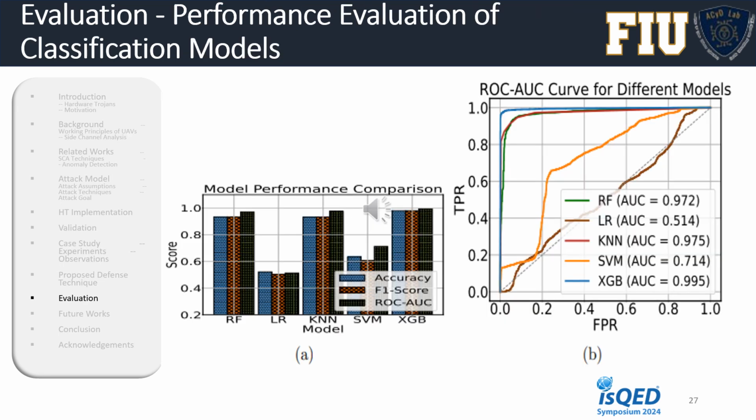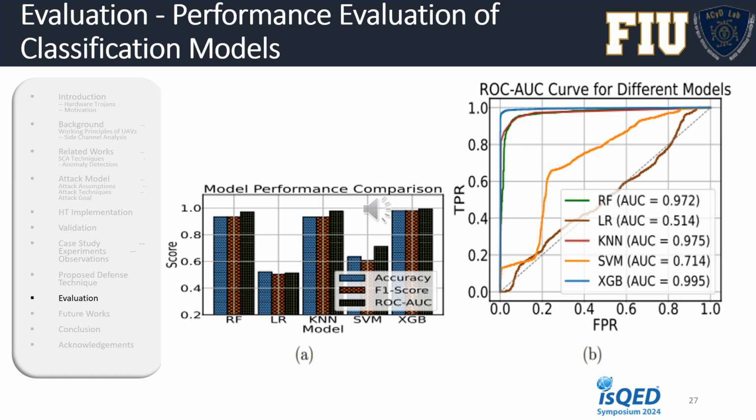For our sixth evaluation question, we wanted to evaluate the performance of different classification modules and compare their metrics based on how accurately they're able to detect a hardware Trojan on the chips. We used random forest, linear regression, k-nearest neighbors, SVM, and XGBoost, and we compared the results using the following metrics, which are accuracy, F1 score, and ROC.